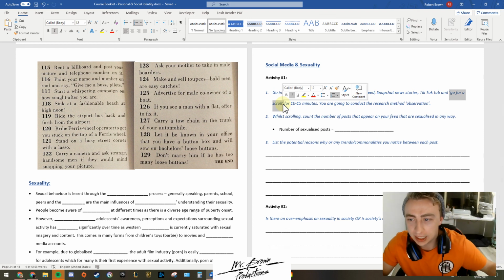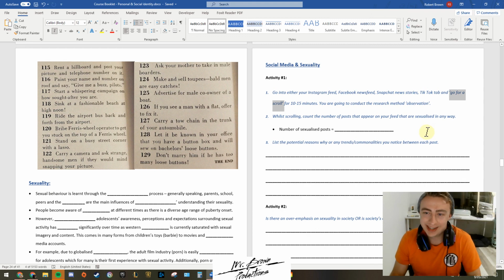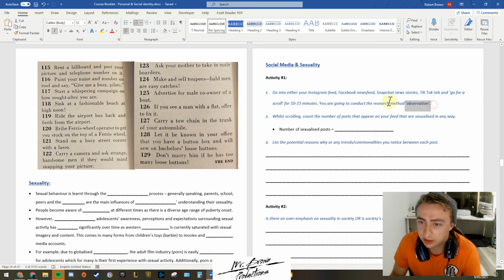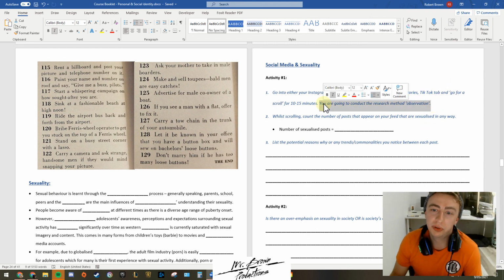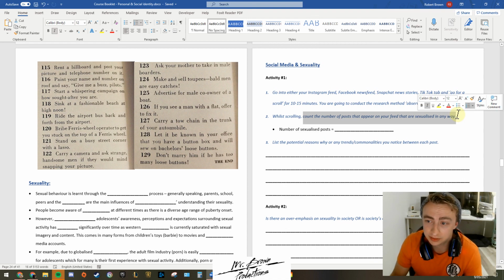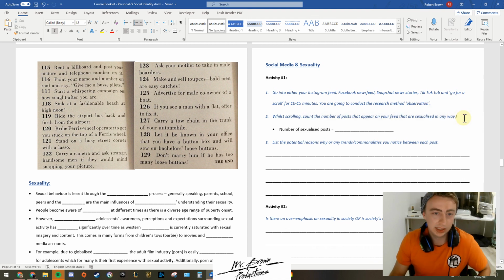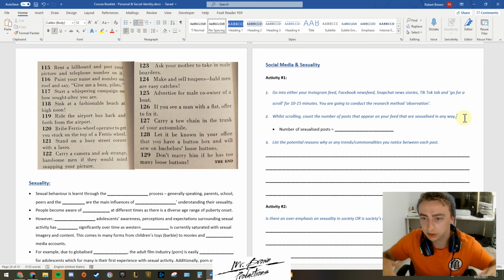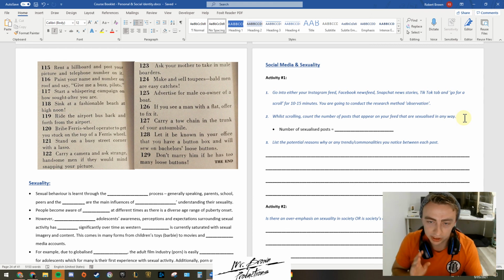Okay, go for a scroll for about 10 to 15 minutes, and we're going to conduct the research method of observation. So what the target is, I want you to count the number of posts that appear on your feed that are sexualized in any way. Okay, if it's, I don't know, TikTok or someone dancing and their bodies are bouncing all over the place, whatever it is, I want you to count the number of posts that you think are sexualized.